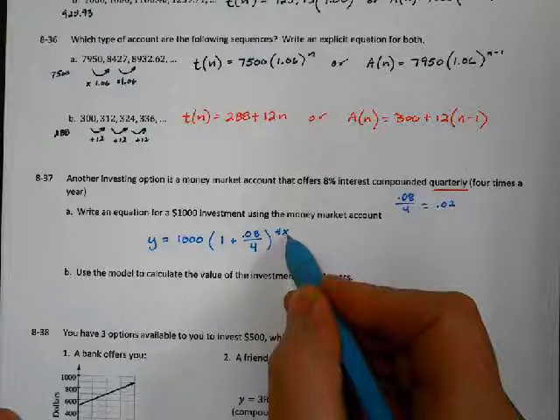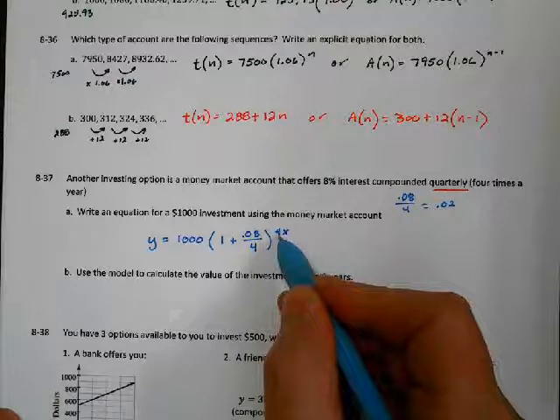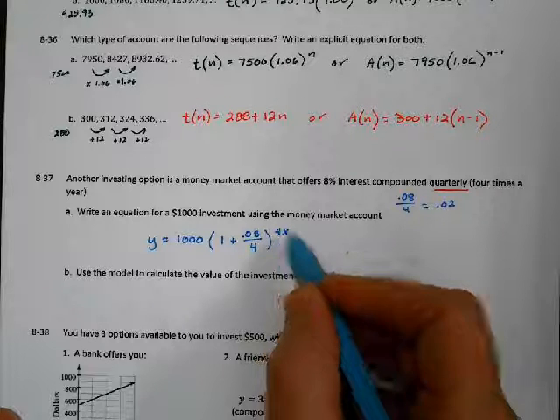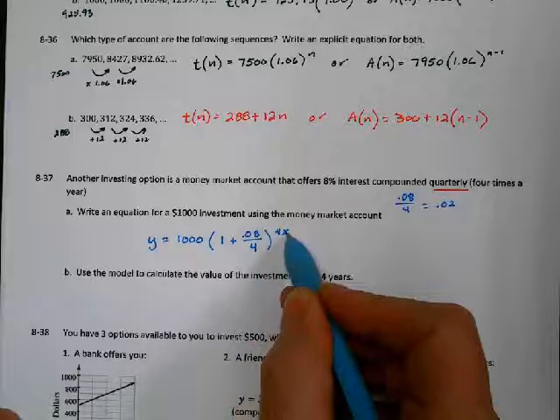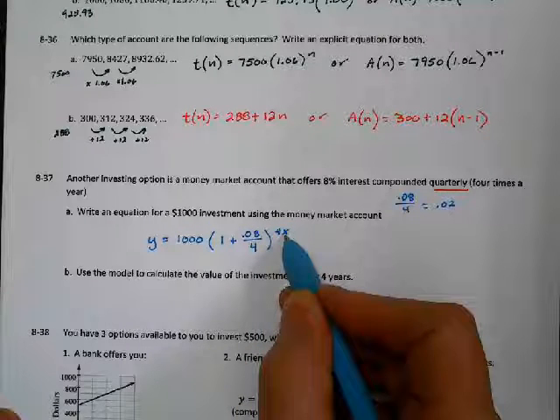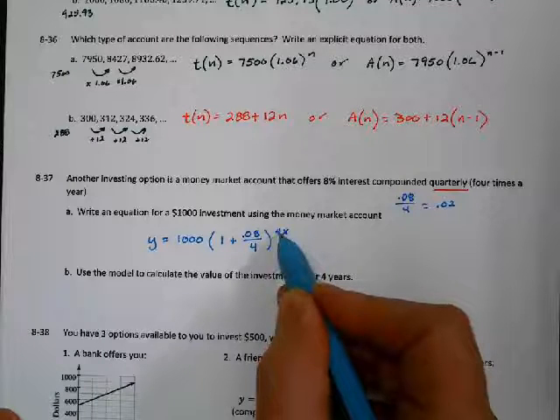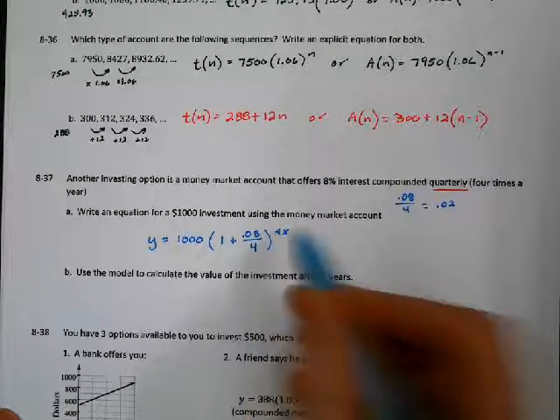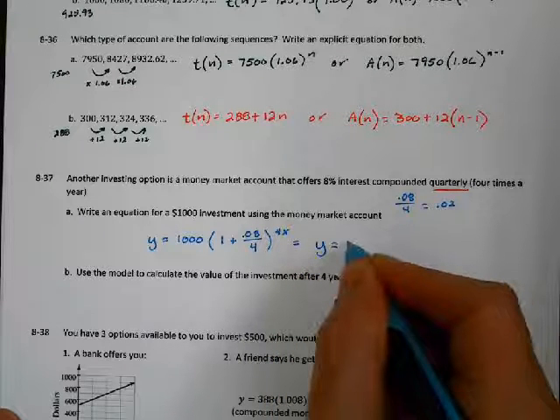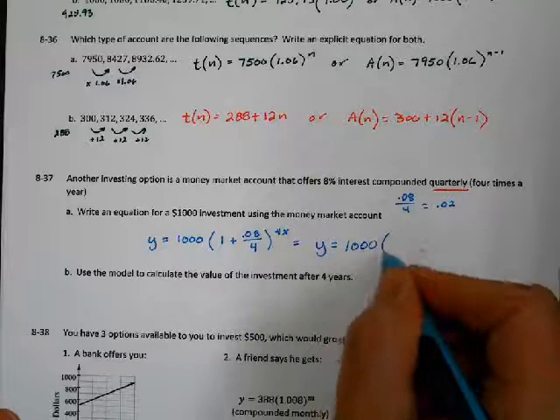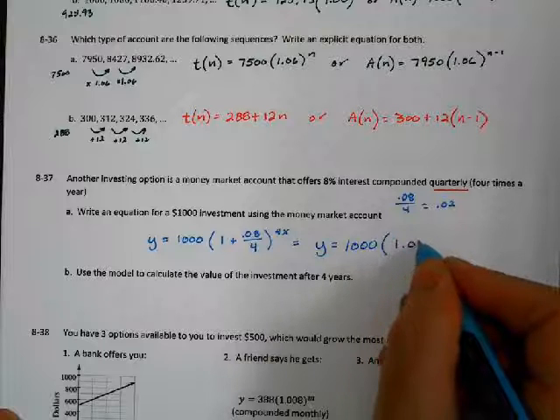So I'm going to divide my interest by 4 and multiply my years by 4, because this is how many terms are going to be in a year. So after 1 year, I should have 4 different compounding terms. So the equation actually for this is 1,000 times 1.02 to the 4x power, where x is the number of years.